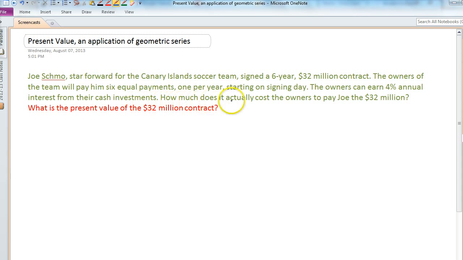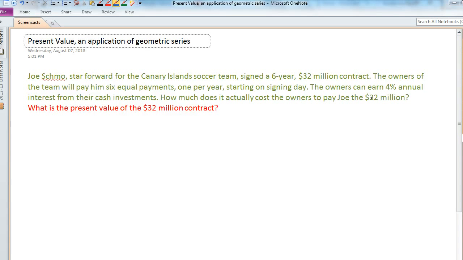How much does it actually cost the owners to pay Joe the $32 million? In other words, what is the present value of the $32 million contract? So let's think about that for a second. Let's say that you're the owner of the Canary Islands soccer team. You want to pay Joe Schmo $32 million over 6 years. You're going to pay him equal installments of 32 over 6.